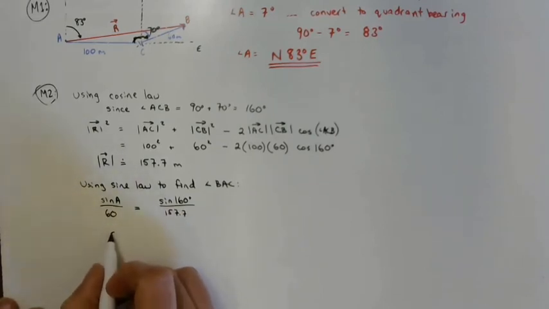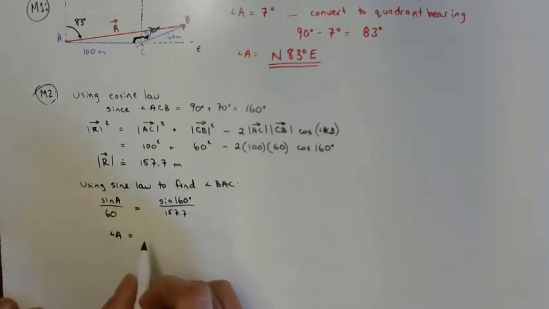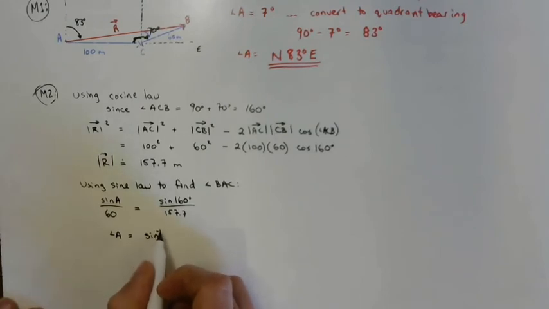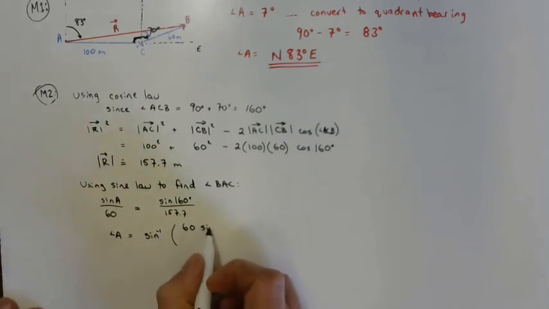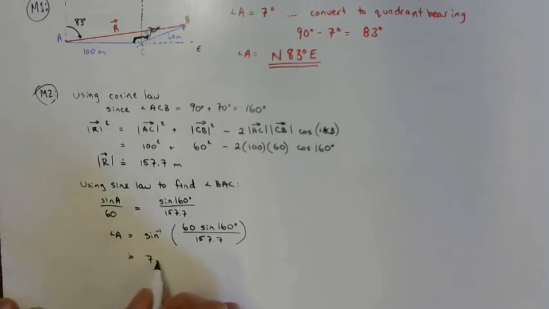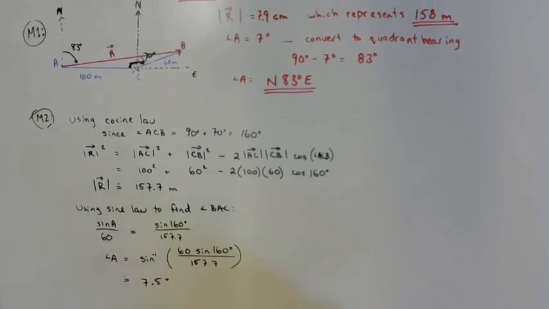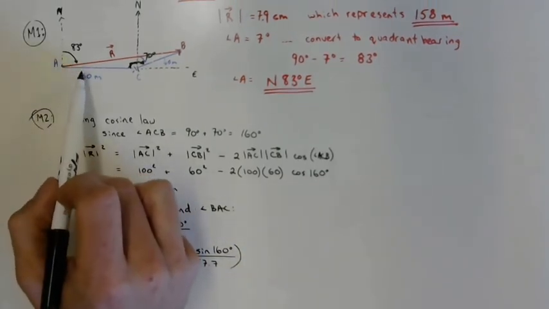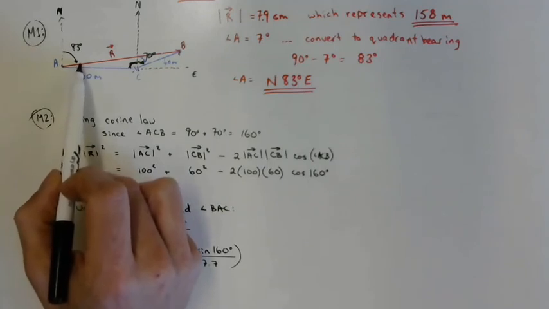Take the inverse sine of both sides, and we end up with the measure of angle A equal to the inverse sine of 60 times the sine of 160 degrees over 157.7, which our calculator will tell us is about 7.5 degrees. And again, now we're in degree mode, not radians, so make sure you double check your calculator. And again, that's relative to the east. It's heading this way, this little angle right here is 7.5 degrees, okay?